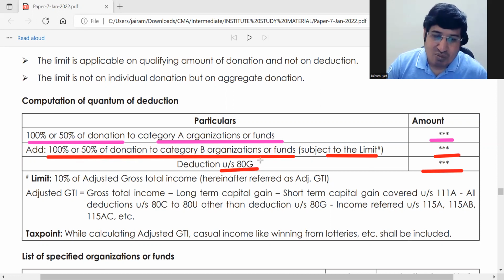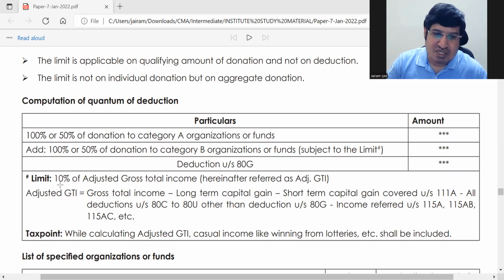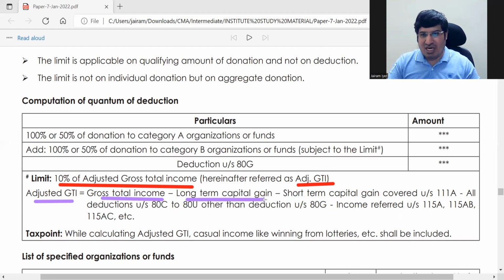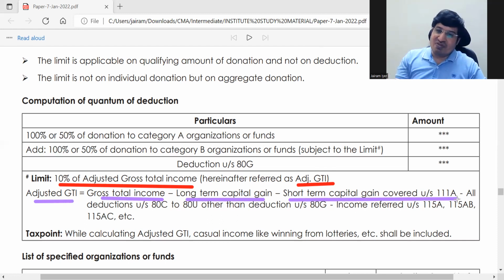अब limit मैं बोल रहा हूँ, what is the limit? Limit is nothing but 10% of adjusted gross total income. Okay, adjusted gross total income का 10%. So what is adjusted gross total income? Adjusted GTI is gross total income minus long-term capital gain, minus STCG covered under 111, the capital gain which we have seen in the beginning of this chapter.